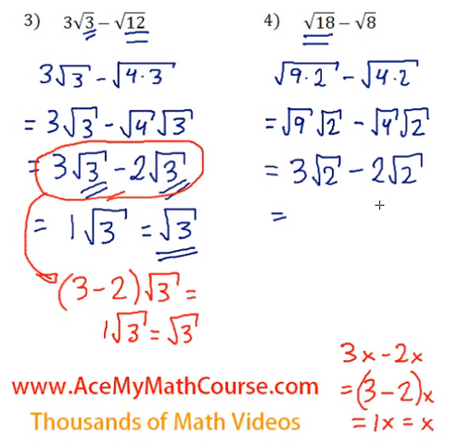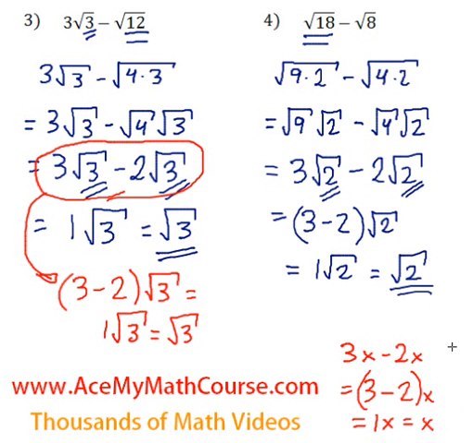Great. Now I can actually combine them because we have the same number inside the radicals. So that's just equivalent to 3 minus 2 times the square root of 2. And 3 minus 2 is just 1. So we just get the square root of 2. And we're done.